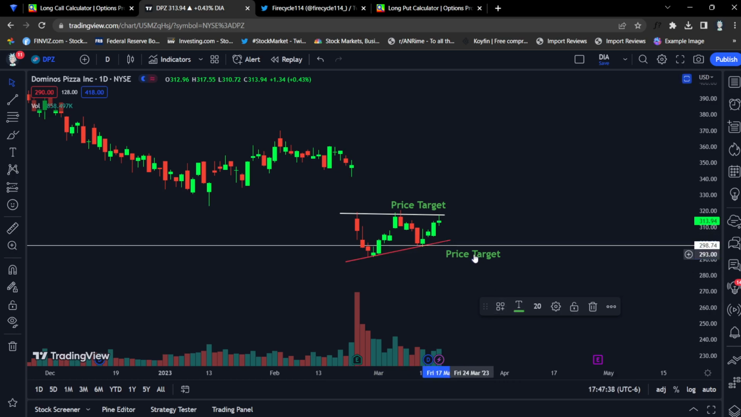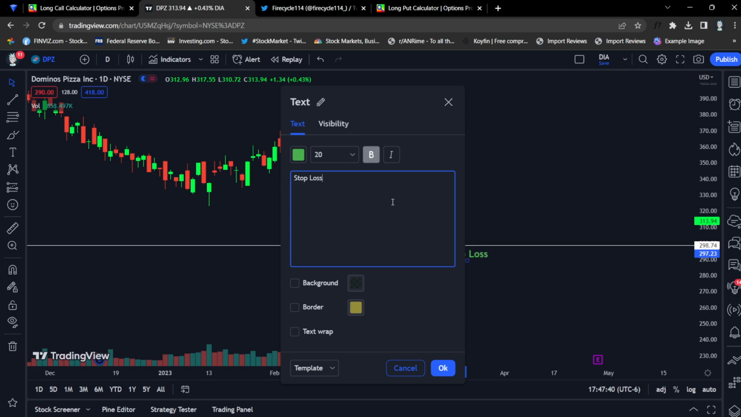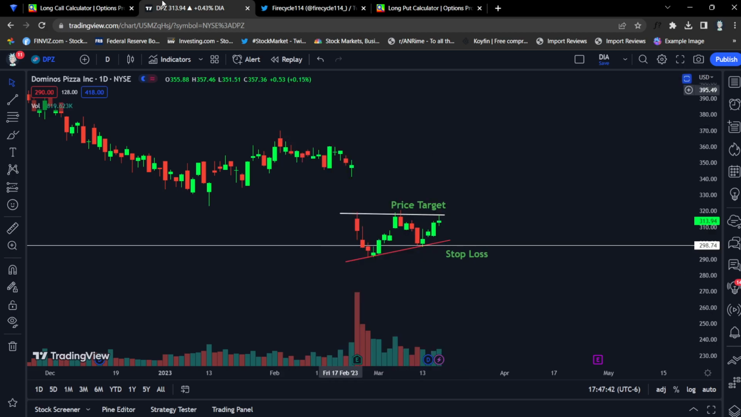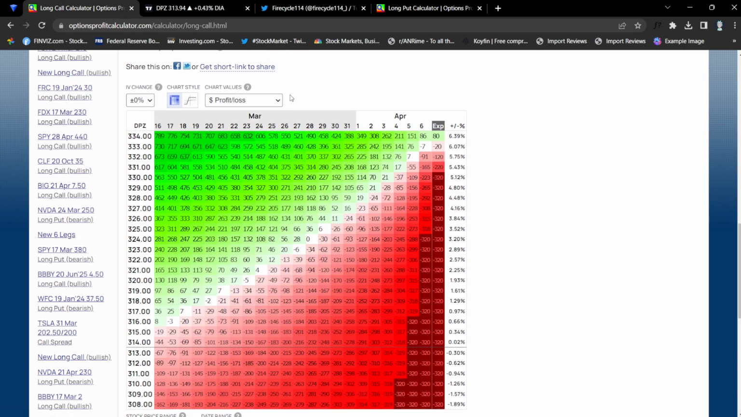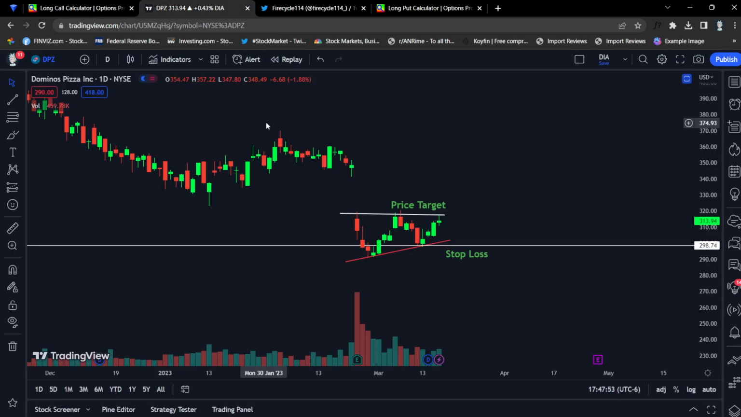So this is going to be my stop loss area, and what I want to do is go to an options profit calculator and see the profit of a potential contract that I am going to get. So once you have your price target and the stop loss, keep in mind those numbers because they are going to be very important.